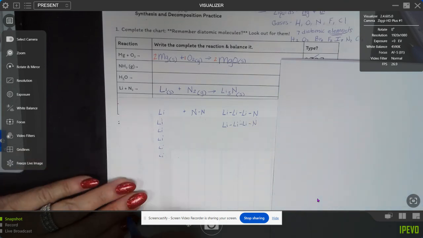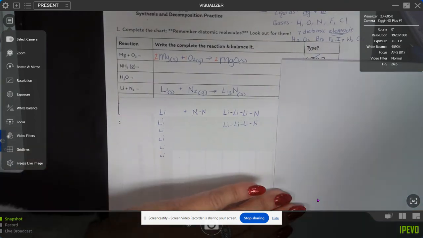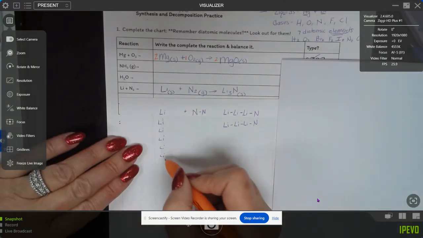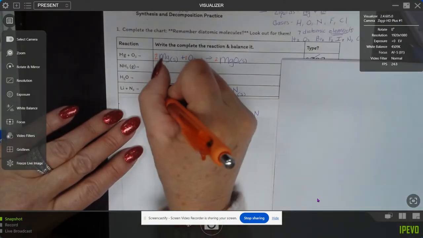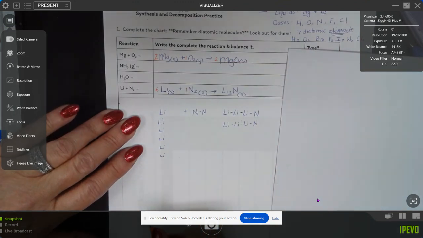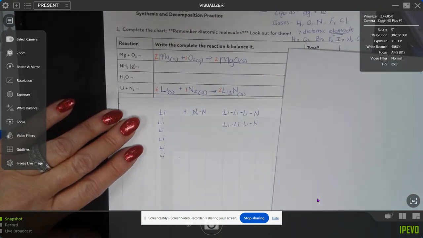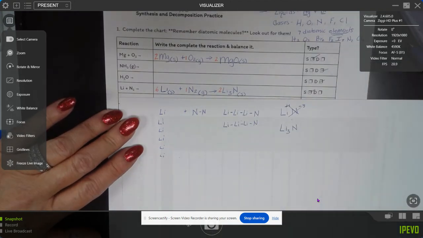Now if I want to put in my coefficients, I have 6 lithium, I have 1 N2, and I have 2 Li3N, lithium nitrides.